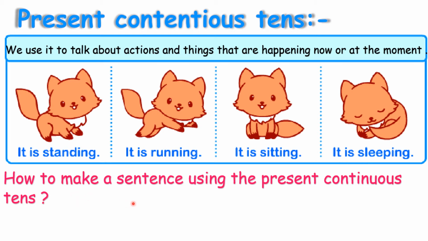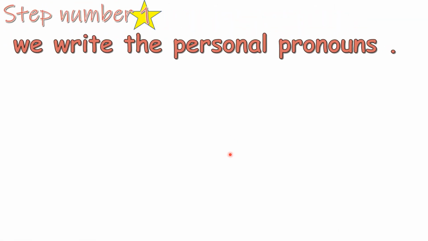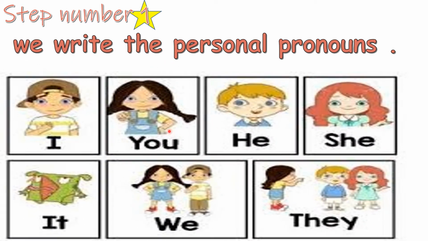So now, how to make a sentence using the present continuous tense? Do you know how? Let's see together. The first step to make a sentence using present continuous, we write the personal pronouns. Do you remember the personal pronouns? They are 7. Excellent. Let's see them. I, you, he, she, it, we, they. So, what is step number one? We write the personal pronouns, like I, you, he, she, it, we, they.